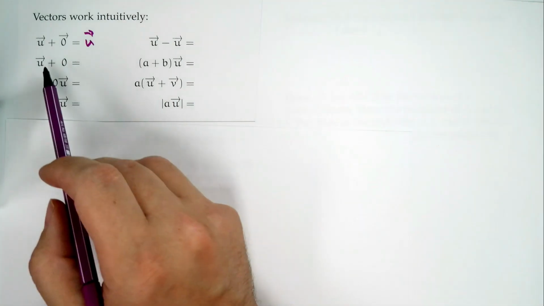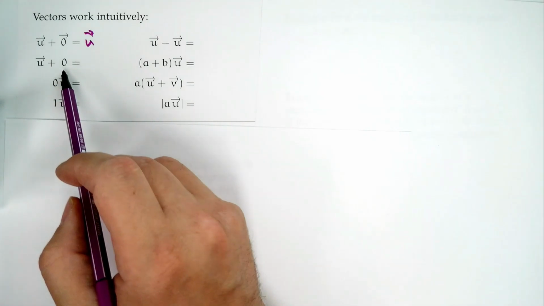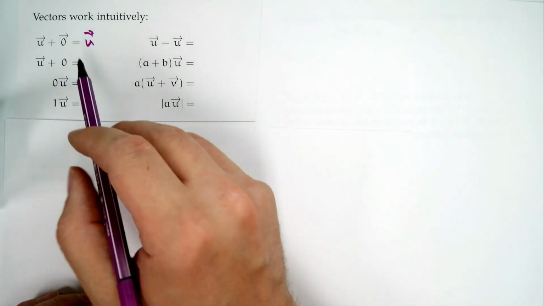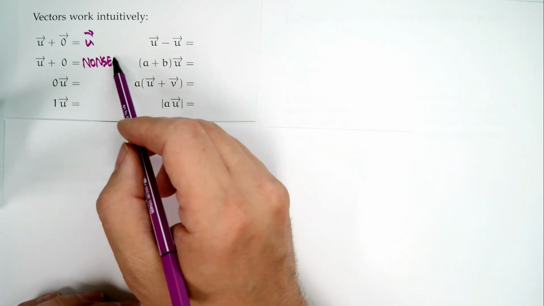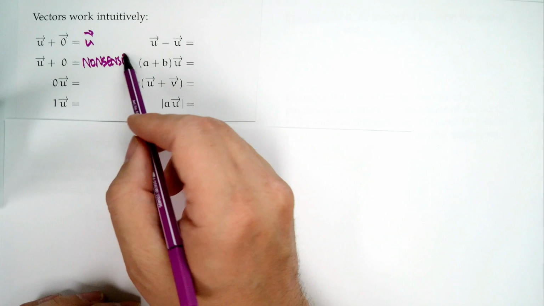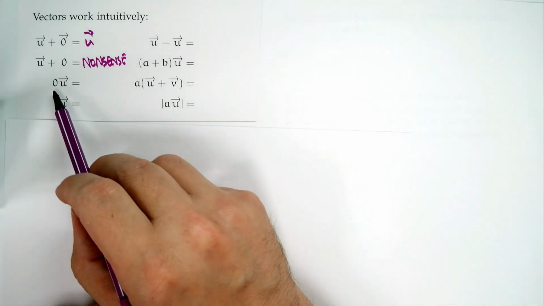On the other hand, if I take the vector u and I add not the 0 vector, but the 0 number, what I get there is actually a little bit interesting because it's nonsense. All right, what does that mean? Well, it means that you can't add vectors and numbers. They're different types of objects. You got to be careful. Pay attention to what's happening. A vector is a vector and a number is a number. They're different types of things. You can't mix them together. So be really careful. All right, how about 0 times a vector u?